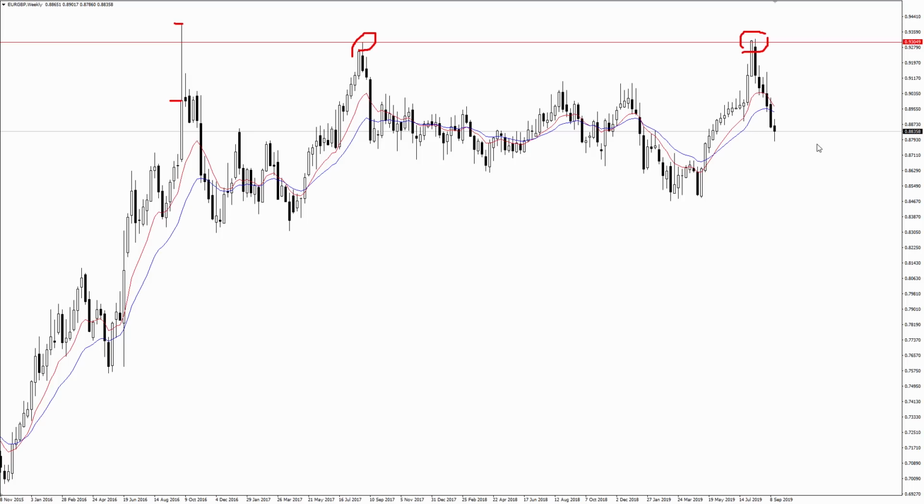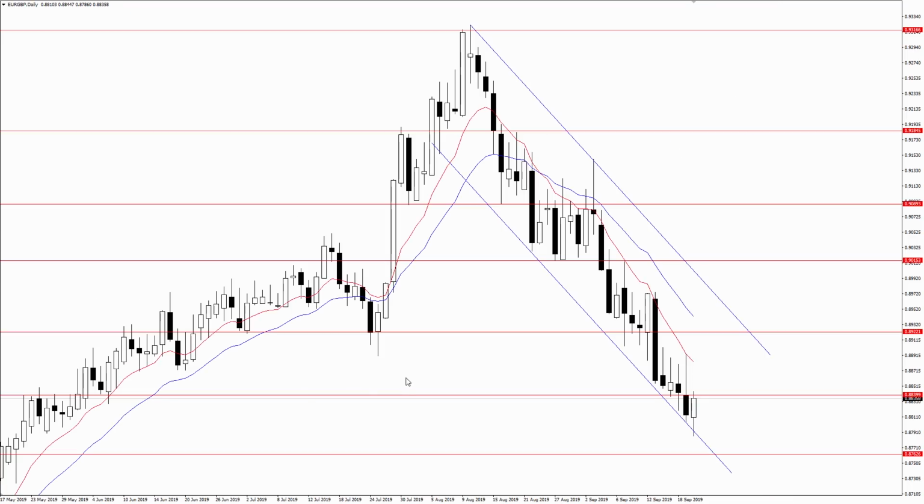And as of right now, again, I think as long as this descending channel stays intact, I do favor selling the pair. But again, I want to sell at higher levels so I can get a favorable risk to reward ratio.